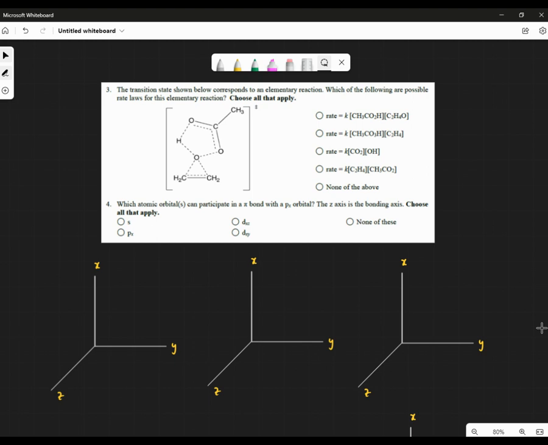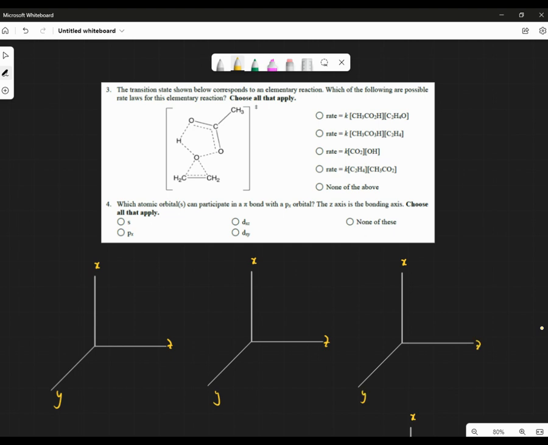Oh, I've done it wrong, haven't I already? So let's get rid of these. Okay, I've messed up my scales here. All right. Now, this is the bonding axis Z, and this is Y, and this is now Z, and this is Y, and this is Z, and this is Y.